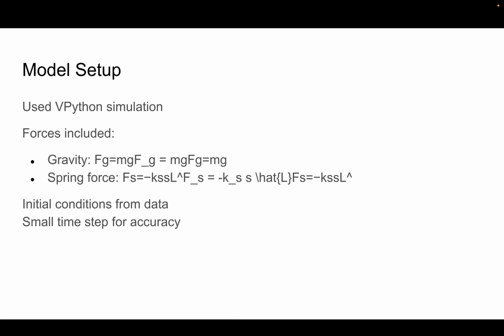The model included two forces: gravitational force, which was downward, and the spring force, which depended on the spring constant k, the spring's length L, and the displacement vector. I set the initial position and the velocity based on the Tracker data, and then used a small time step to ensure accuracy. The code calculates the motion of the mass over time, updates the spring orientation, and then plots the energy change as well as the position in both directions.